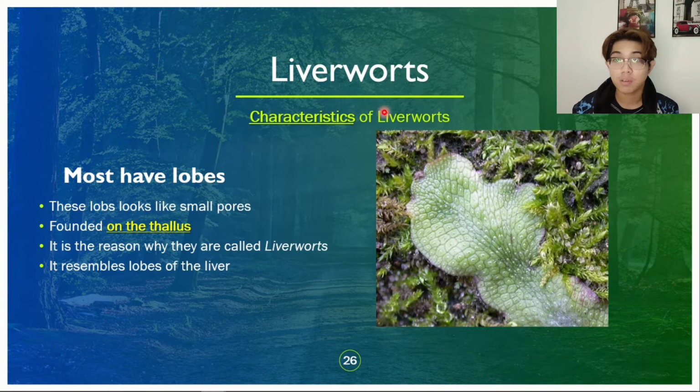We go to the characteristics of liverworts. Most liverworts have lobes. These lobes look like small pores. They are found on the thallus of the liverwort. So why do we call them liverworts? It is because these lobes somewhat resemble lobes on an actual liver organ. Thus, we call them liverworts.